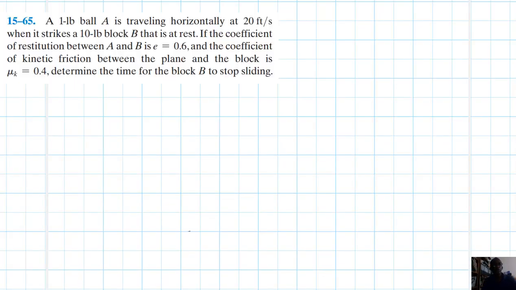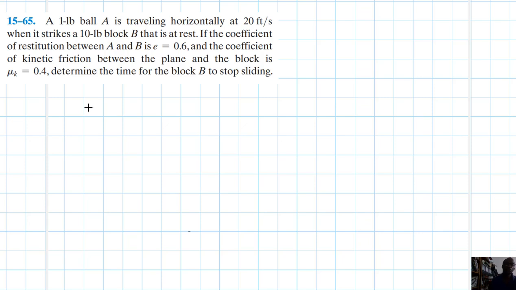The problem reads: a 1 pound ball A is traveling horizontally at 20 feet per second when it strikes a 10 pound block B that is at rest. If the coefficient of restitution between A and B is 0.6 and the coefficient of kinetic friction between the plane and the block is 0.4, determine the time for the block B to stop sliding after the collision.